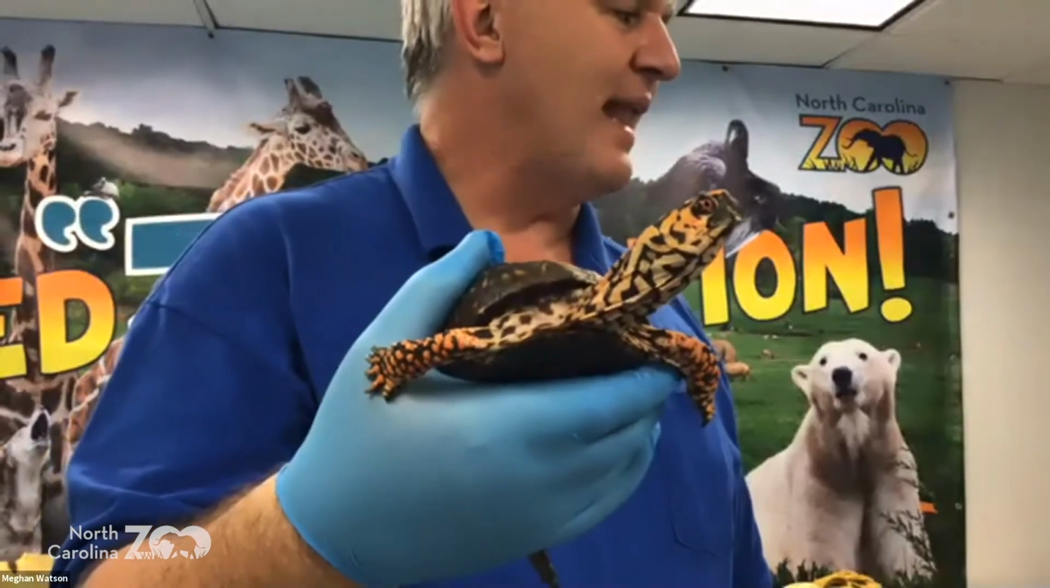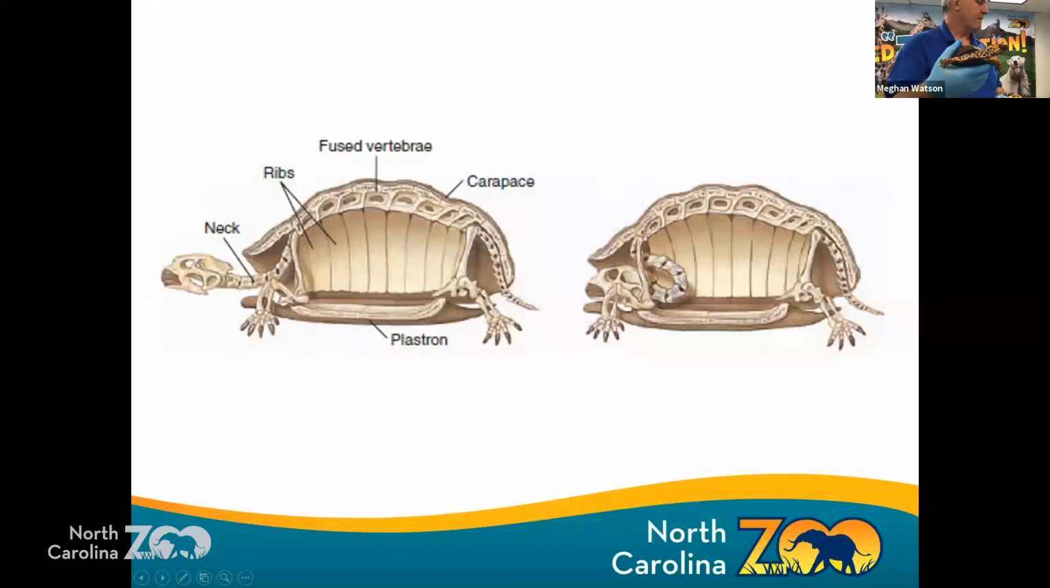Hey, Beth, show them the last slide real quick. Are you kidding me? The turtle's shell is his backbone and ribs together, kind of fused together. And look at the way the little neck comes in on an animal that's frightened. Of course, Franklin is not frightened. But look at that image. Isn't that so cool?